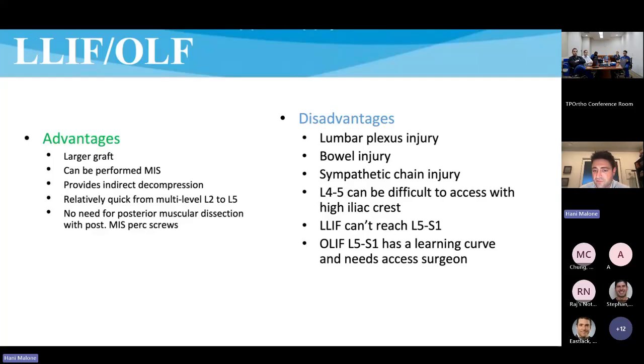There are instances of bowel injury. I used to think that was something that really would only happen to a surgeon that maybe was not careful or didn't use 2 incisions or what have you. But a friend of mine who I know is a good surgeon, and someone who I operated with a bunch, had a bowel injury, so it can happen to even good surgeons, but it's rare. Sympathetic chain, similarly rare. You guys know 4-5 can be hard. Obviously, you can't do it at 5-1.